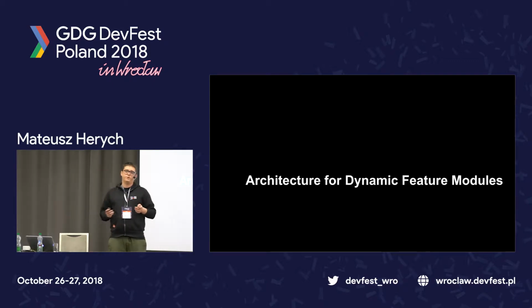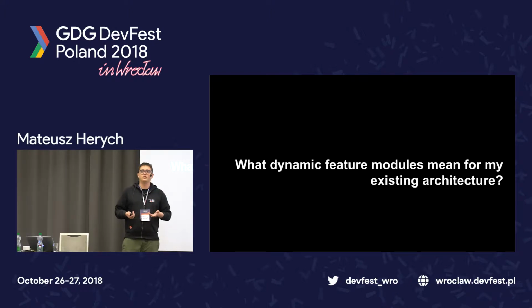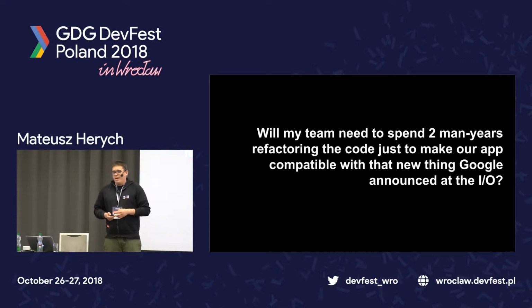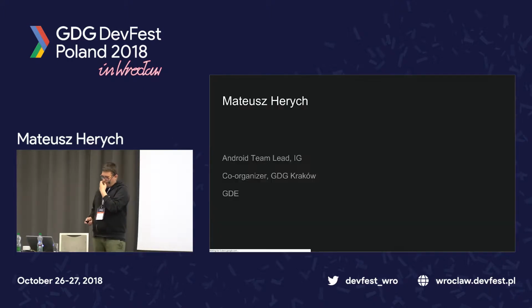So one aspect of the whole AppBundles ecosystem that you can use and that's available for you as a developer. And I will talk you through what were basically our feelings about the dynamic feature modules, how they will impact the existing architecture of our current app we are working on, and whether my team will need to spend like 2 years refactoring the code just because Google announced something new, and maybe we'll start, for example, enforcing it. So, architecture for the AppBundles.